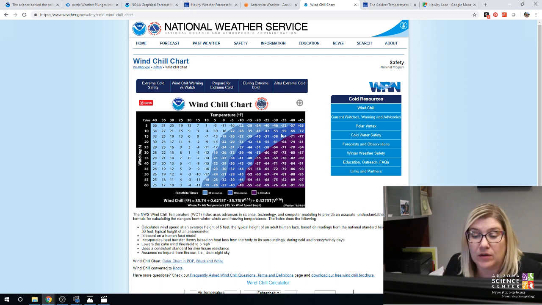So the purple, dark blue, light blue, and a lighter blue. So in this band, these are our exposure times for frostbite. Now, if it was negative 40 and a 5-mile-an-hour wind with a 57-degree wind chill factor, so feels like negative 57 degrees out, if you were outside in that weather for 10 minutes, you could get frostbite. That's not a lot of time. That's walking leisurely down to the mailbox and back. So really, this is dangerous weather as far as how cold it is.